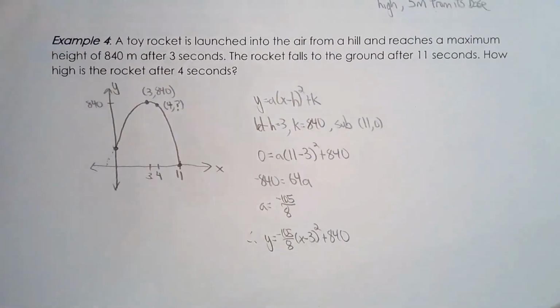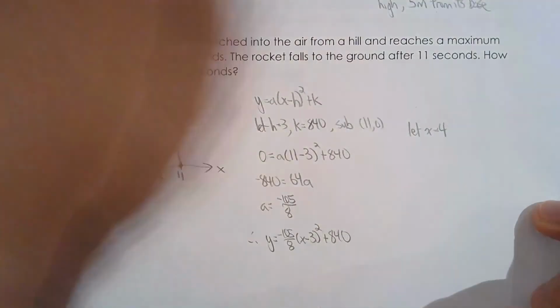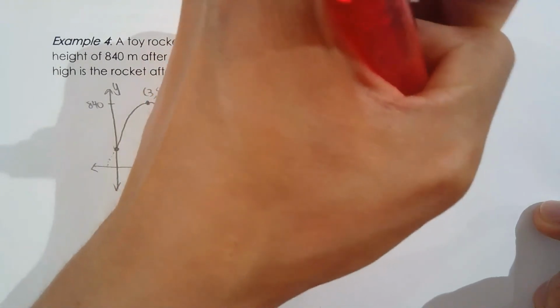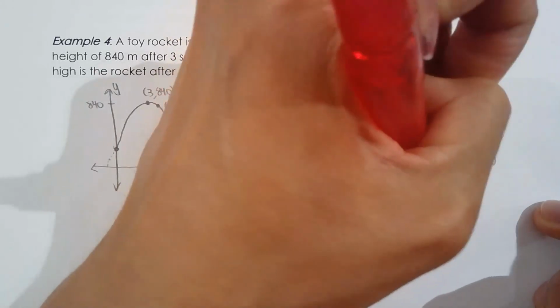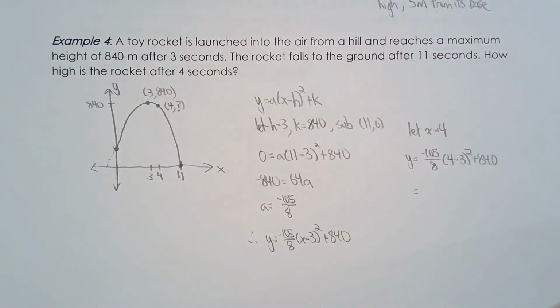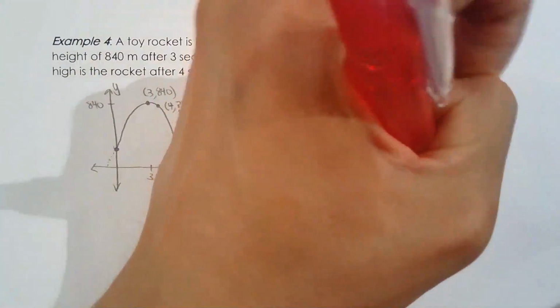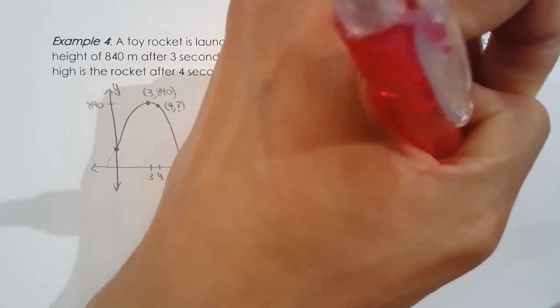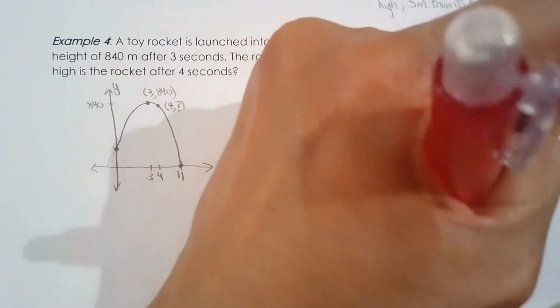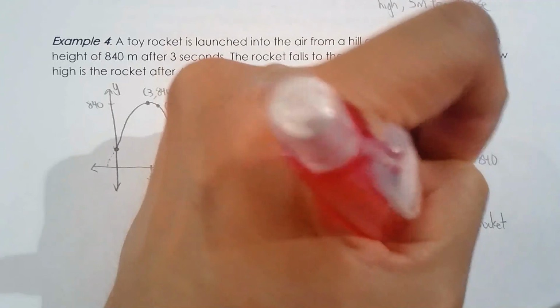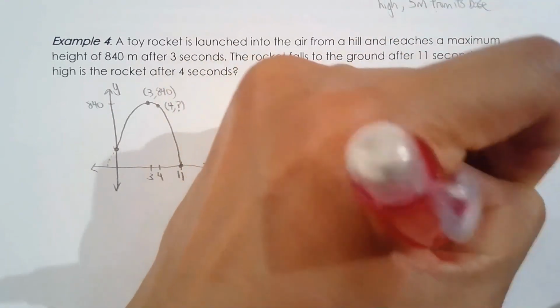Now, just like before, having the equation is great, but I still have to answer the question, which is how high is the rocket after 4 seconds? So let x equal 4. Let's see. 826.875. Therefore, after 4 seconds, the rocket is 826.875 meters high.